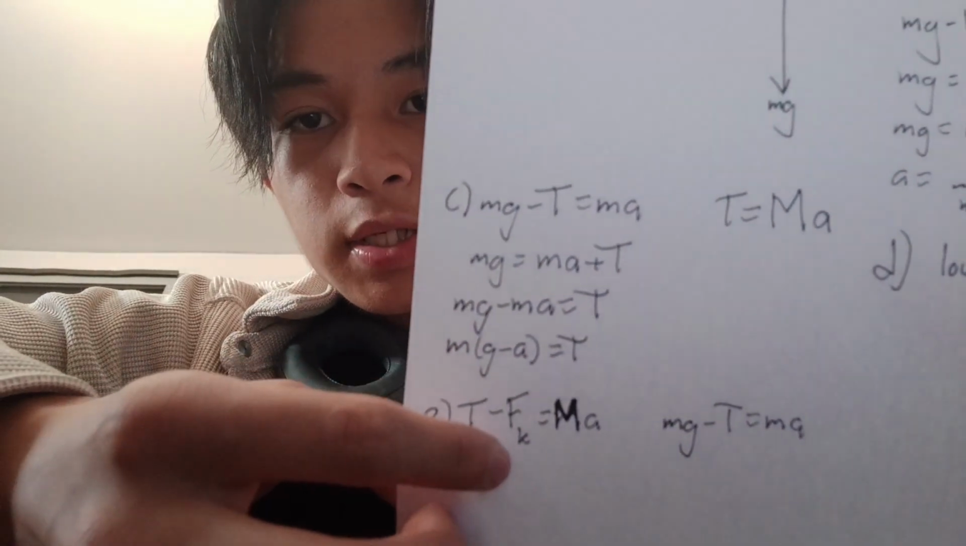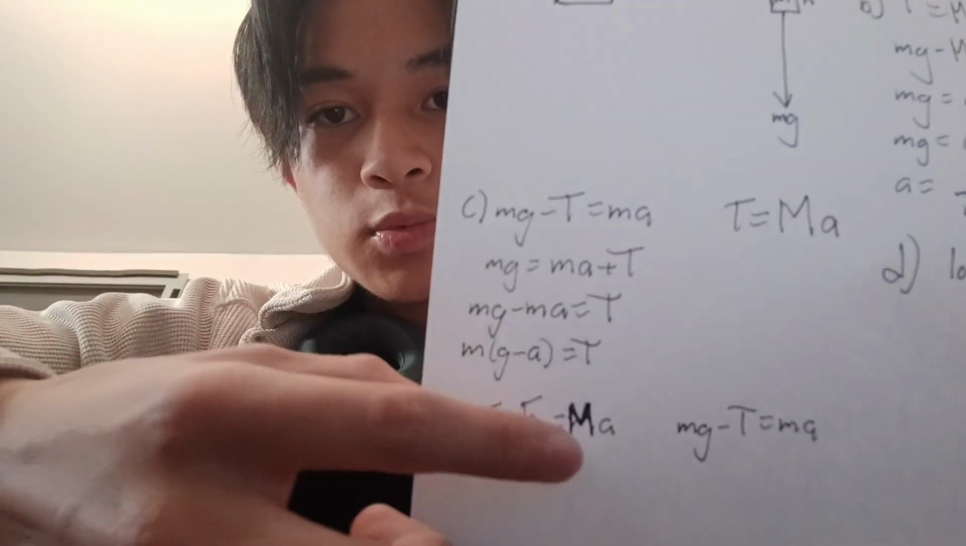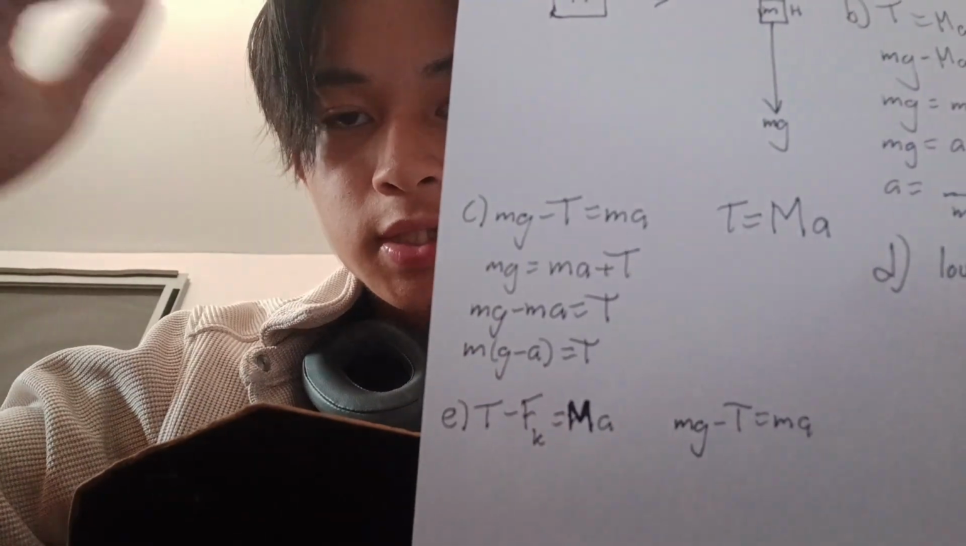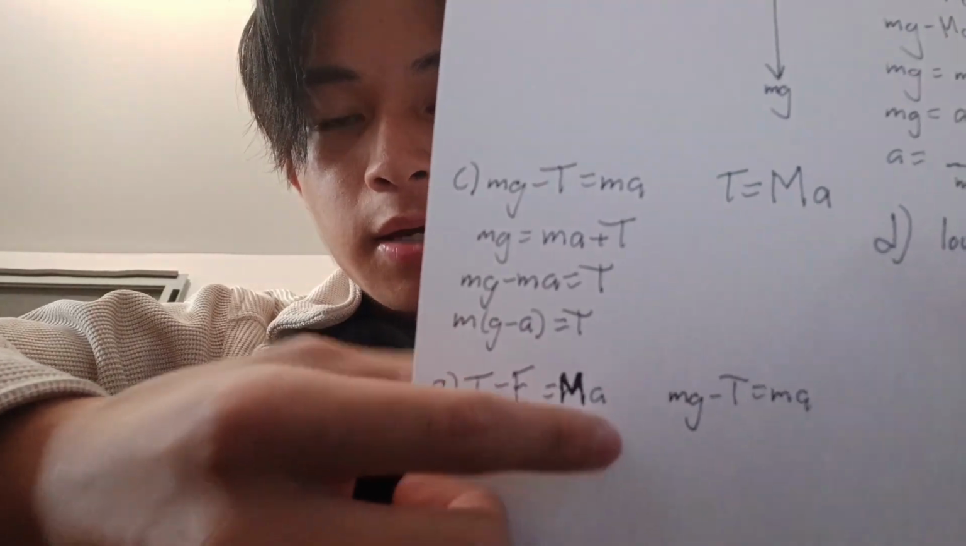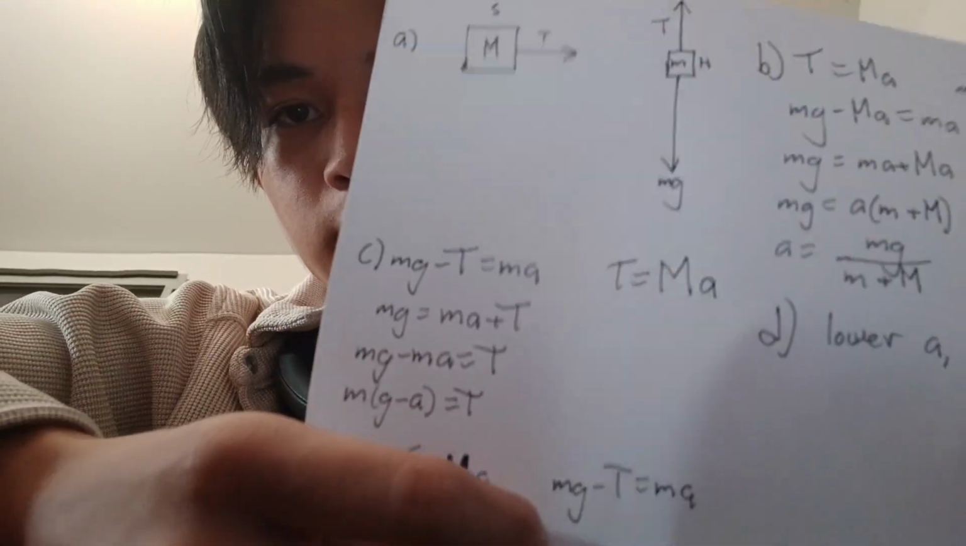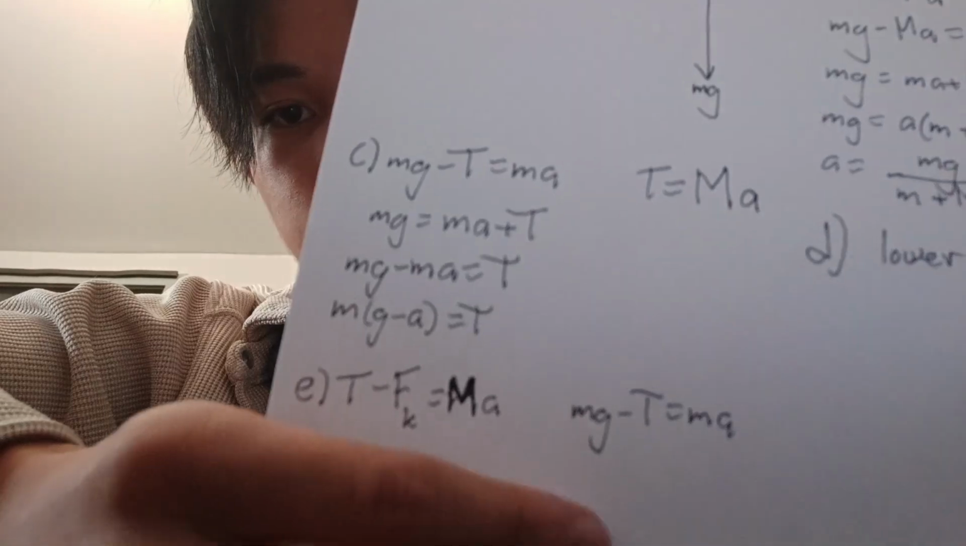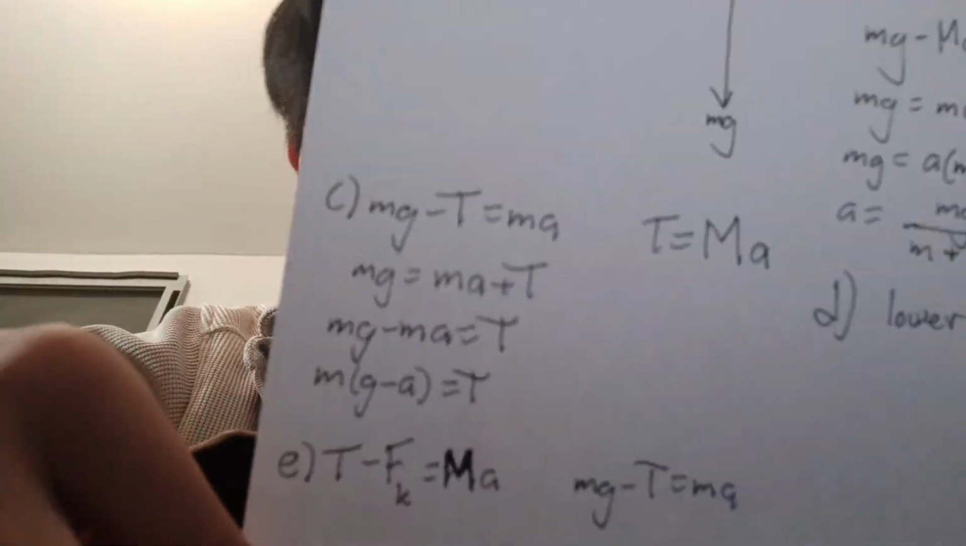Tension minus the force of friction, because this is the box that's on the table, so the table has a force of friction acting against the box, equals capital MA. And then here, the equation for the hanging block stays the same because there's no other force acting on it. And then you can break Fk down into mu k capital Mg.